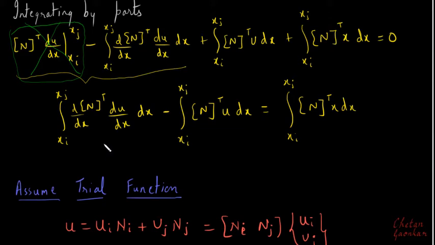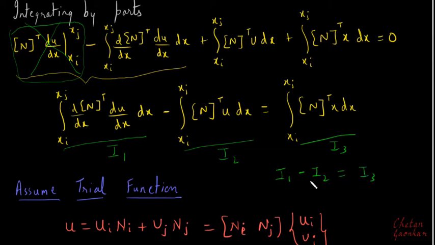So the first term I will consider as integral 1, the second term I will consider as integral 2, and the last term I will consider as integral 3. So I have this equation as I1 minus I2 equal to I3, and this is what we will be solving now in a while.